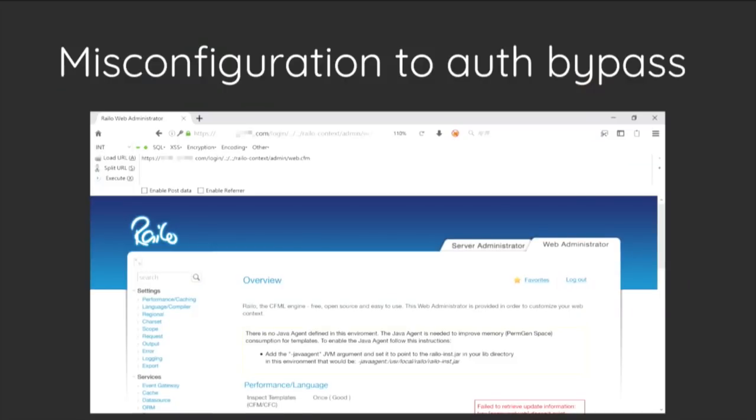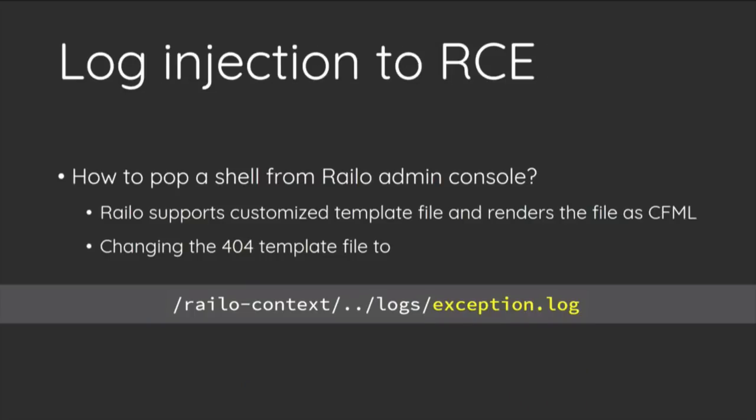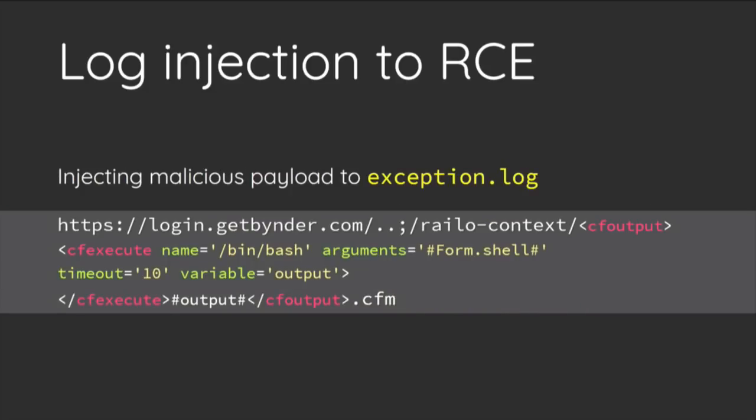Once we enter the interface, the next question is how to pop out a shell. In Railo, there are several ways to pop out a shell, but due to the requests being dispatched to different servers, we need to minify our steps. Here, we choose log injection. Railo supports many features. One is the customized template file. So we modify the 404 page to exception.log. And then we need to inject our malicious code into exception.log.